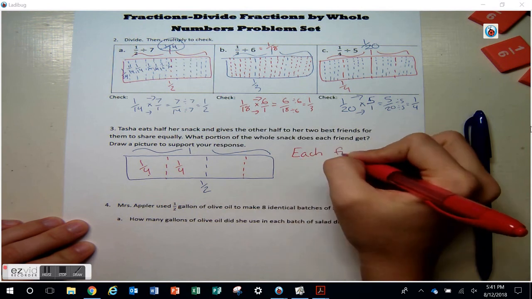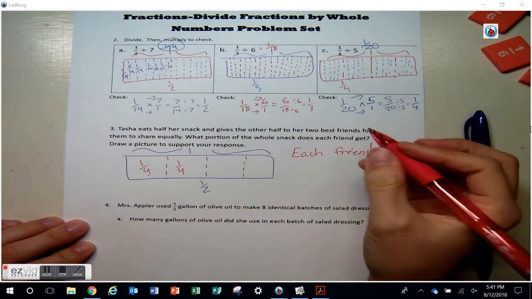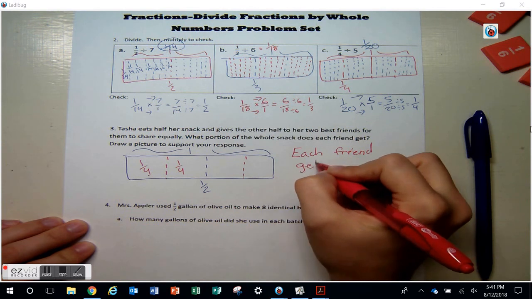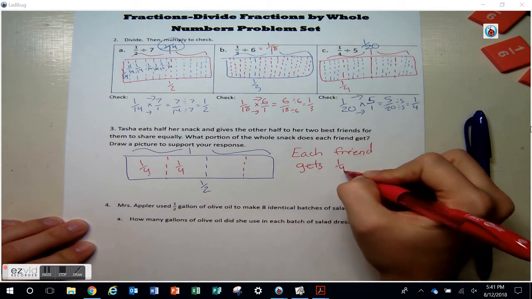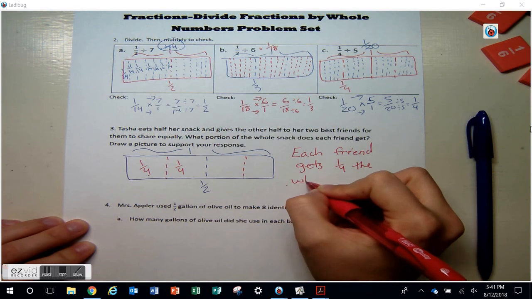Each friend gets 1/4 of the whole snack.